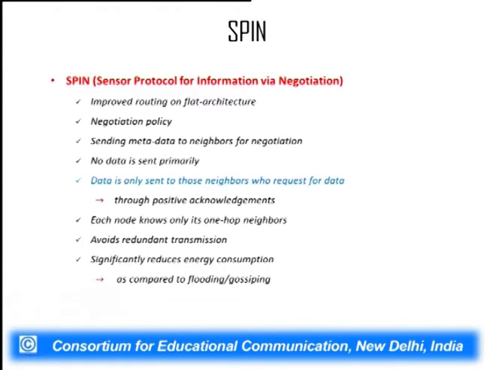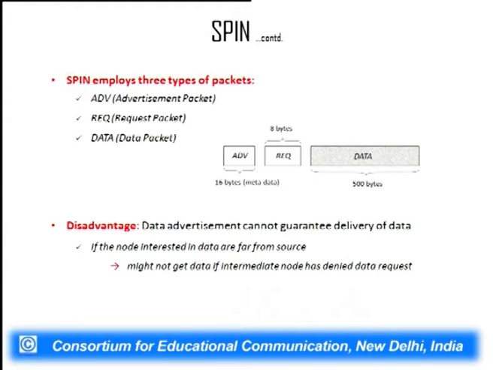Then it will send a positive acknowledgement back in the form of a data request. Now only those neighbors who have requested the data, maybe one or more than one of them, will get the data. And here the constraint is that the node should know how many neighbors it has and all those topological information. And obviously redundant transmission is largely avoided, and it reduces energy consumption, especially compared to flooding and gossiping.